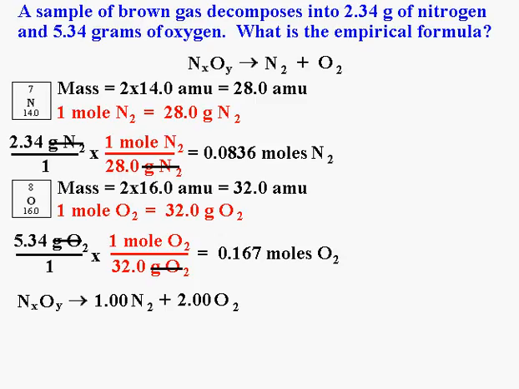Now, just like before, 1.00 doesn't mean much in a chemical equation because the numbers are supposed to be exact, so let's get rid of the .00s. Now I have a pretty simple chemical equation. NXOY makes N2 and 2O2. To balance this equation, X has to be 2 and Y has to be 4.